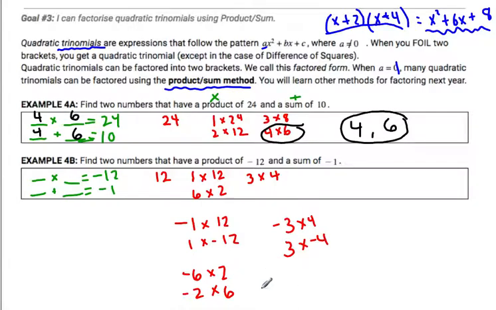So looking at that, do you see a set here that you could add together to get negative 1? All of these will multiply to give you negative 12, but we also need those numbers to add to give us negative 1. Do you see any examples here that would add to give you negative 1? 3 plus negative 4 would definitely add to give me negative 1. So those are our two numbers here. 3 multiplied by negative 4 gives me negative 12. 3 plus negative 4 gives me negative 1. So my two numbers are 3 and negative 4.